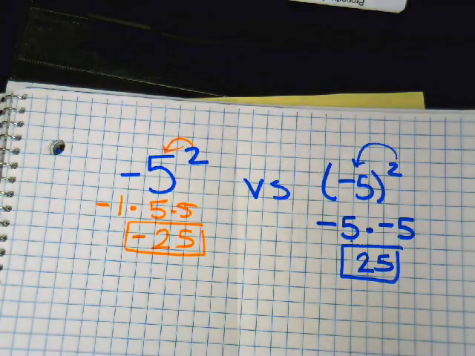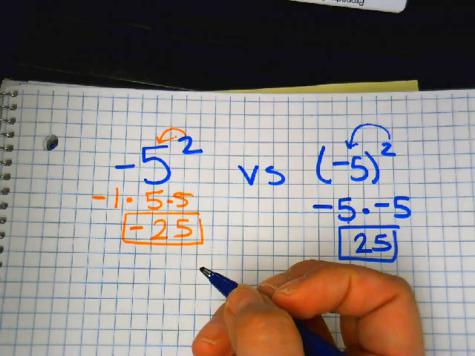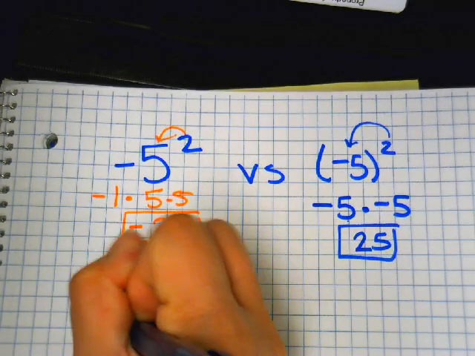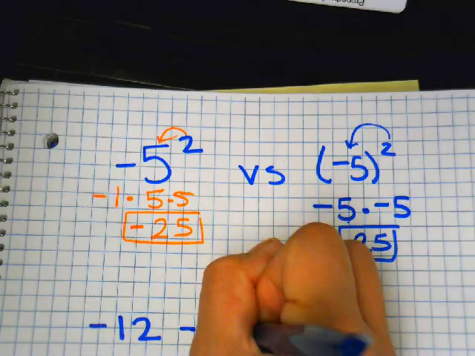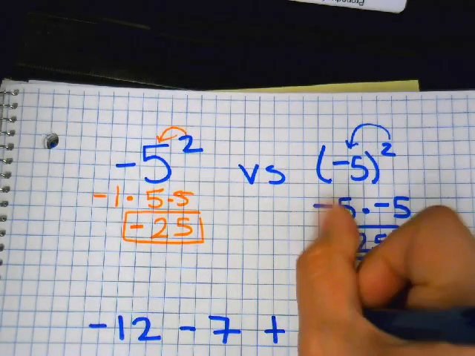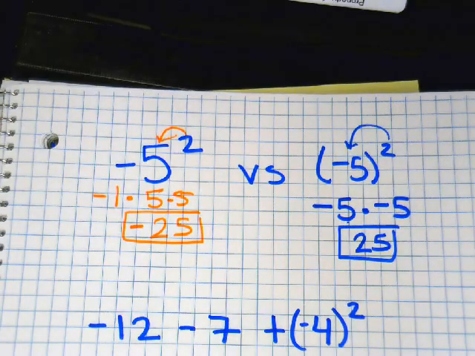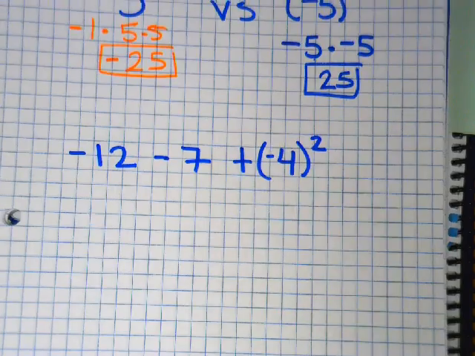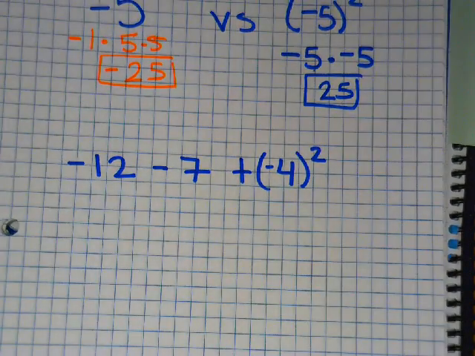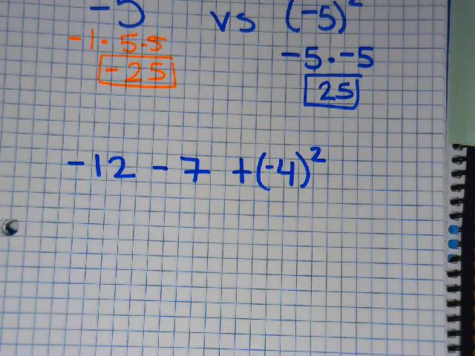Okay. So, let's do one with exponents. All right, let's do that one. Negative 12 minus 7 plus negative 4 to the power of 2. Don't say the answer, please.